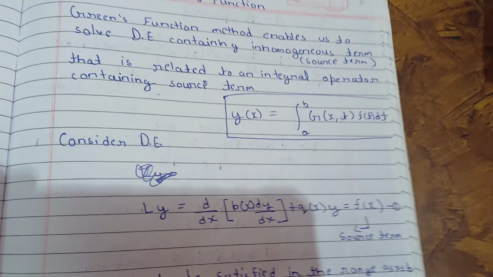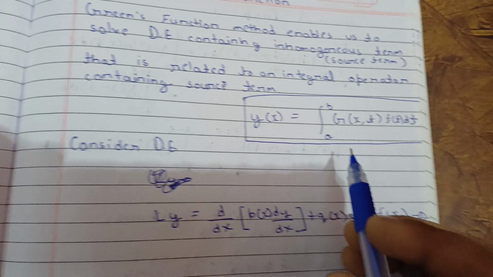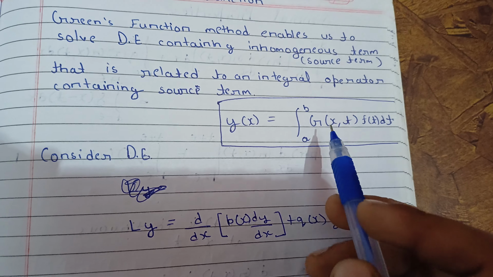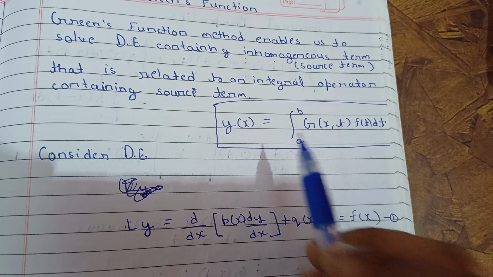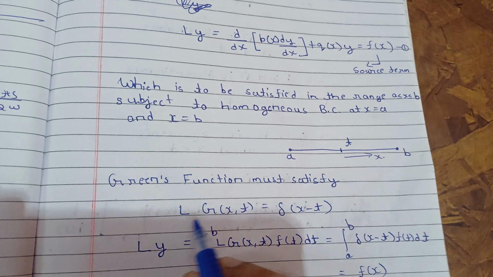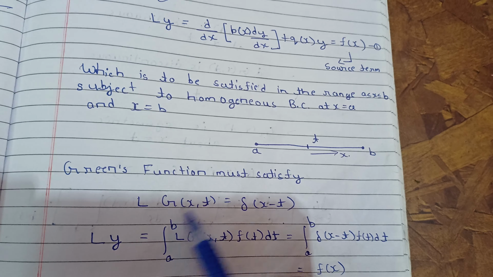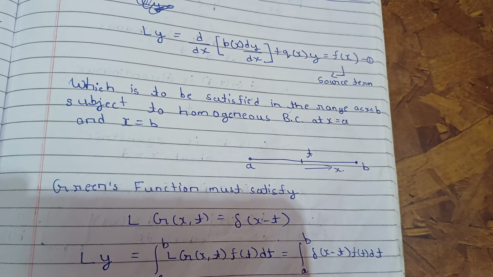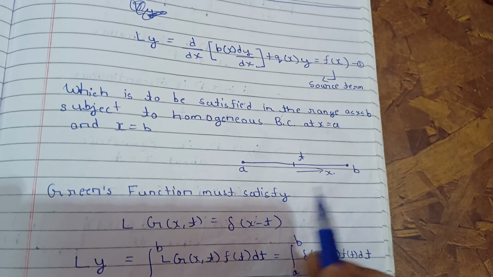Then the solution of this equation can be written in this form: y(x) equal to the integral from a to b of g(x,t) f(t) dt, where g(x,t) is the Green's function. This will be your solution for this differential equation only when g(x,t) satisfies this condition: L of g(x,t), where L is the complete differential operator acting on g, gives you the Dirac delta function, which is infinite at x equal to t. That's why we take the limits t plus and t minus.